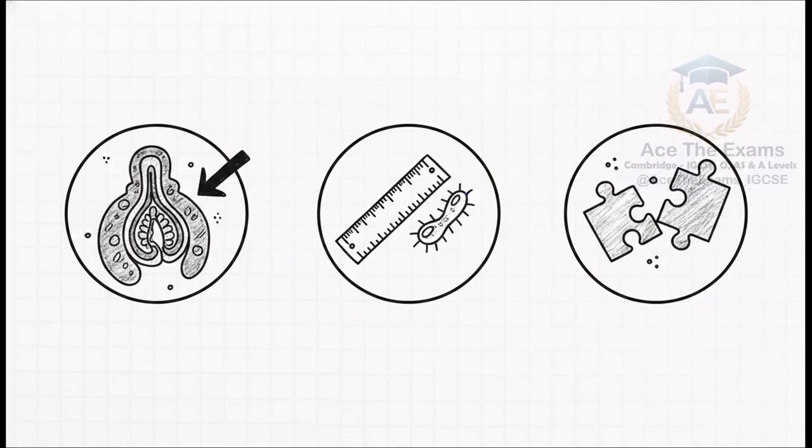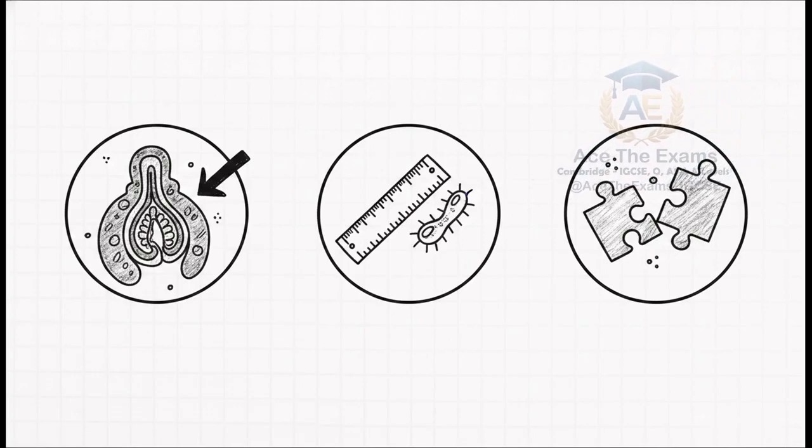Just remember the simple acronym TUC. T stands for terminology. It must be precise and specific, like saying peptidoglycan instead of just cell wall. U stands for units. Always check and verify them, especially when calculating the size of a bacterium. And C stands for context. You absolutely must link your answer directly to the scenario given in the prompt. Using TUC will basically bulletproof your answer against the most common exam mistakes.